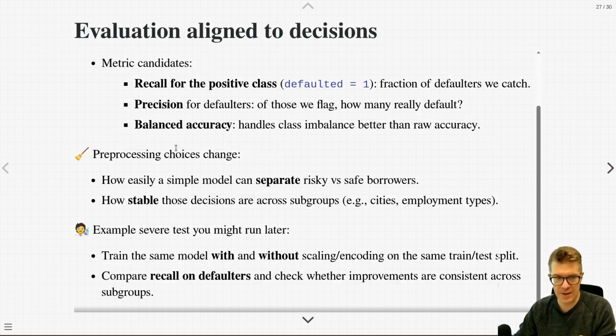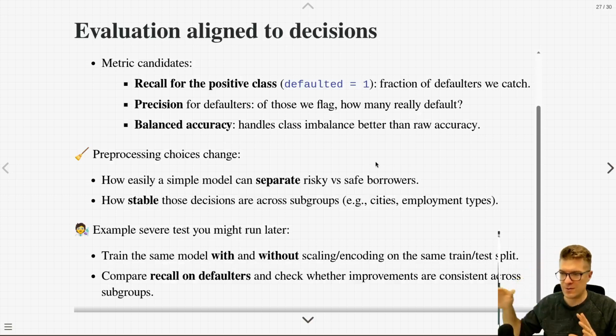The pre-processing choices we've made can change how easily a simple model will separate these groups. Before, we had data on all kinds of different ranges, and if we wanted to learn a model to separate these groups out without the pre-processing, it could be very difficult to come up with these kinds of categorizations. This is more of an empirical thing. This is an observation that you're going to get when you do more and more experiments, but it's something that keeps coming up. How stable the decisions are across groups.